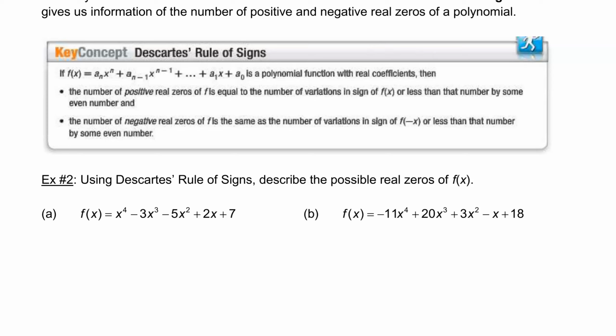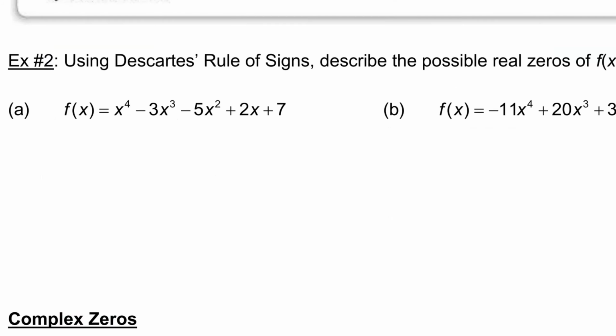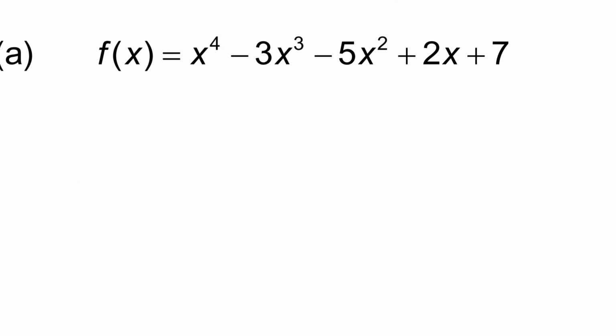Cool. Okay, how do you do it? The number of positive real zeros is equal to the number of variations of sign in the plus and minus signs of just regular f of x, or less than that by some even number. Instead of talking in generals, let's just go through the example. So the number of positive zeros.